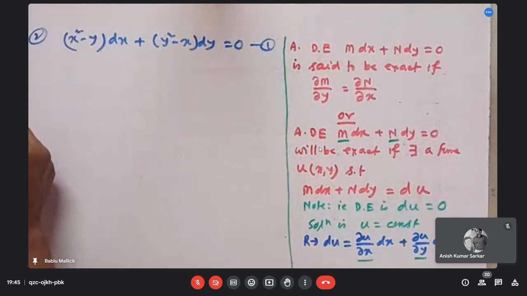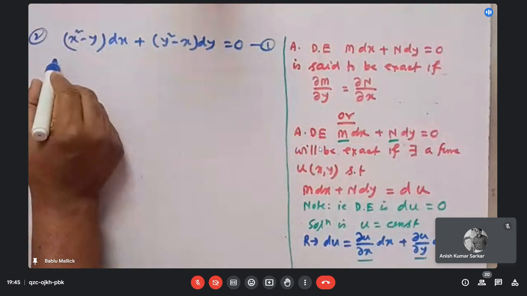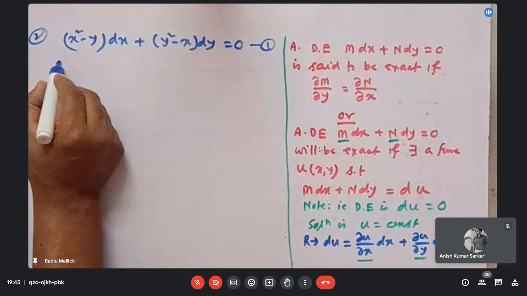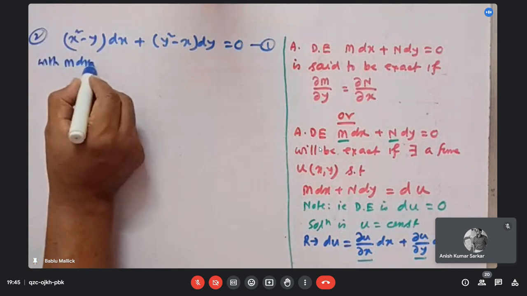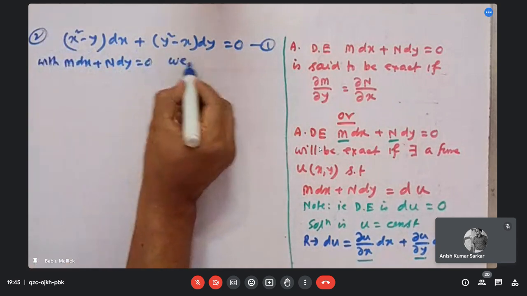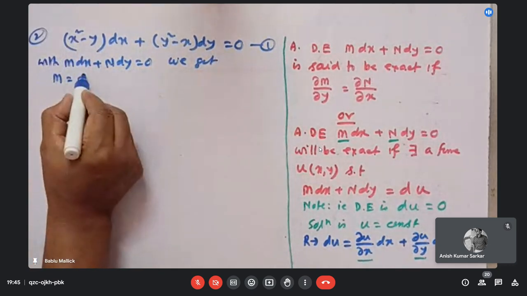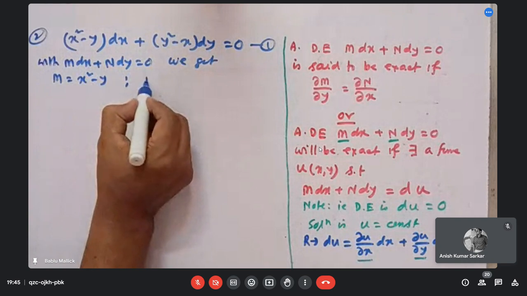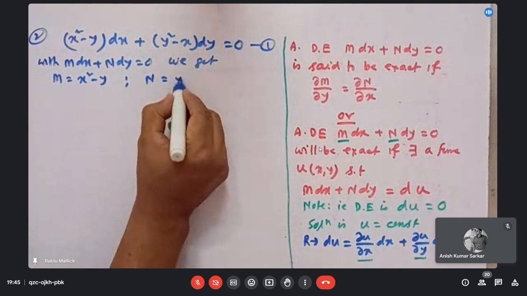Look, comparing the given equation with M dx plus N dy is equal to 0, we get capital M is equal to x square minus y and N is equal to y square minus x.